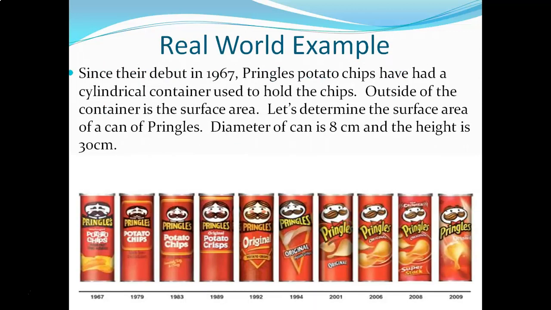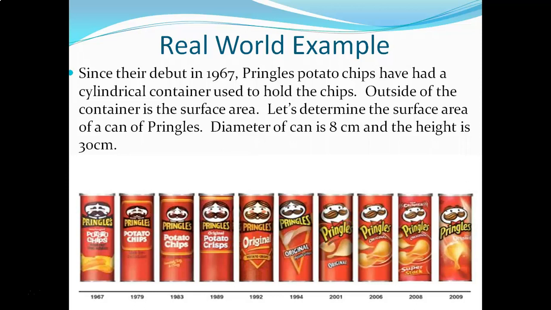But first, a real world example. Since their debut in 1967, Pringles potato chips have had a cylindrical container used to hold the chips. That's a fancy way of saying its container is the shape of a cylinder. Outside of the container is the surface area. Once again, volume is what's on the inside, surface area is what is on the outside.